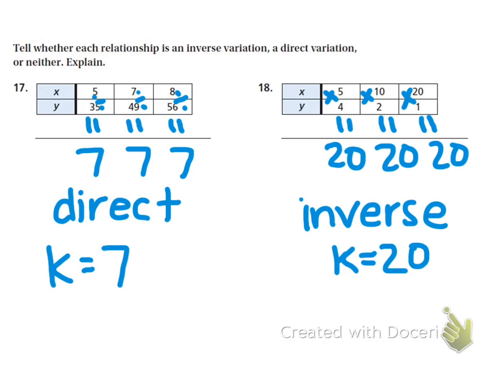Okay, checking our work. 35 divided by 5 is 7, 49 divided by 7 is 7, and 56 divided by 8 is 7, so it's direct, and my constant is 7. Next, 4 times 5 is 20, 2 times 10 is 20, 1 times 20 is 20. So it's inverse, and my constant is 20.